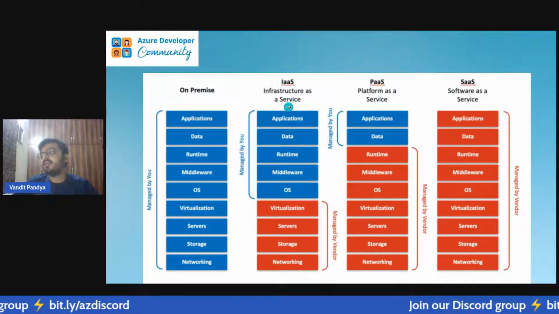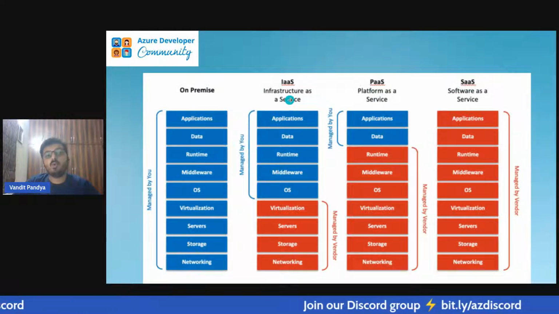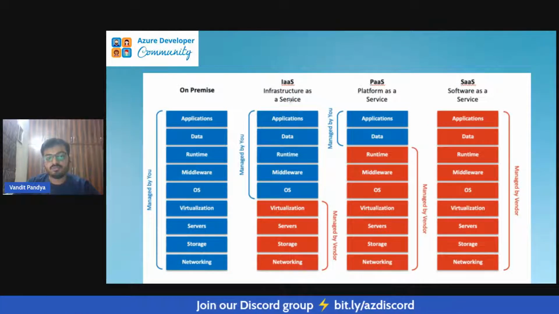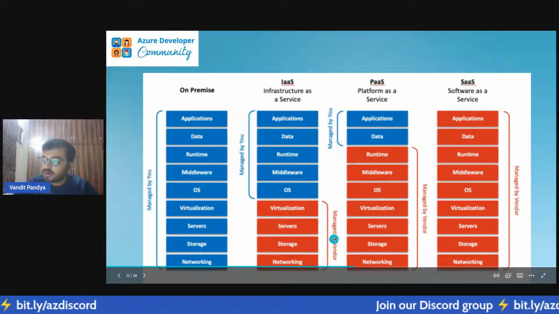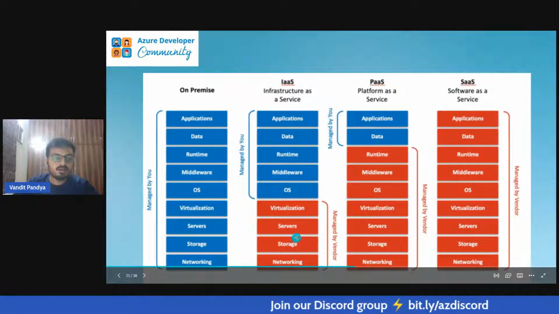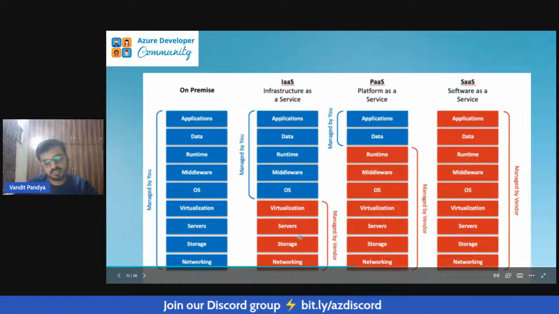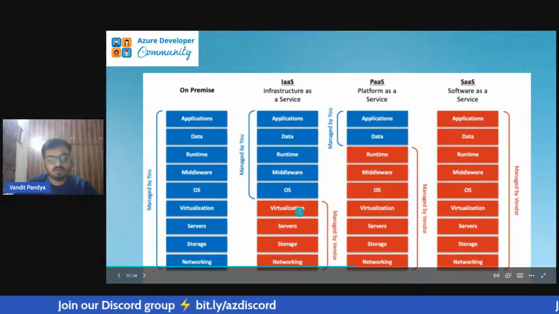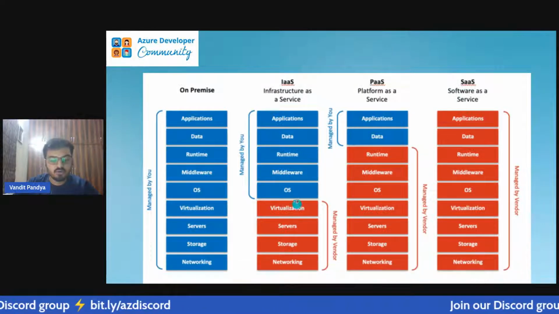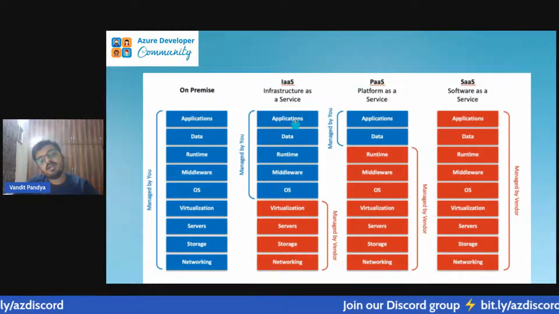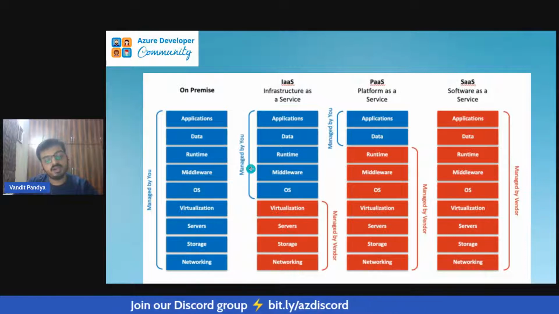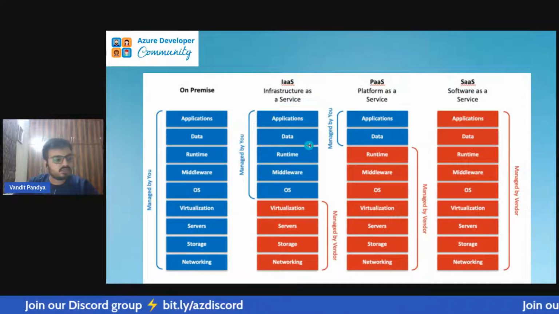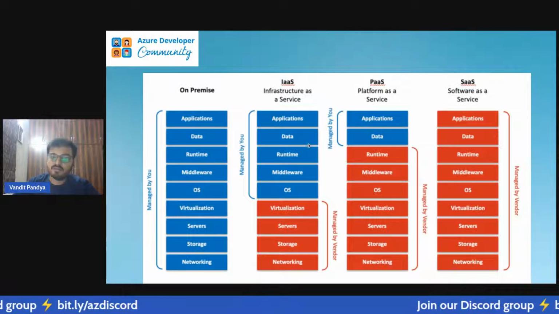But if we go to IaaS, like providing an infrastructure, in that the virtualization, server, storage, networking, all things are managed by the vendor here. All things are managed by the cloud, let's say Azure itself. And the OS, middleware, runtime, those five layers are handled by a technical person or a developer, right?